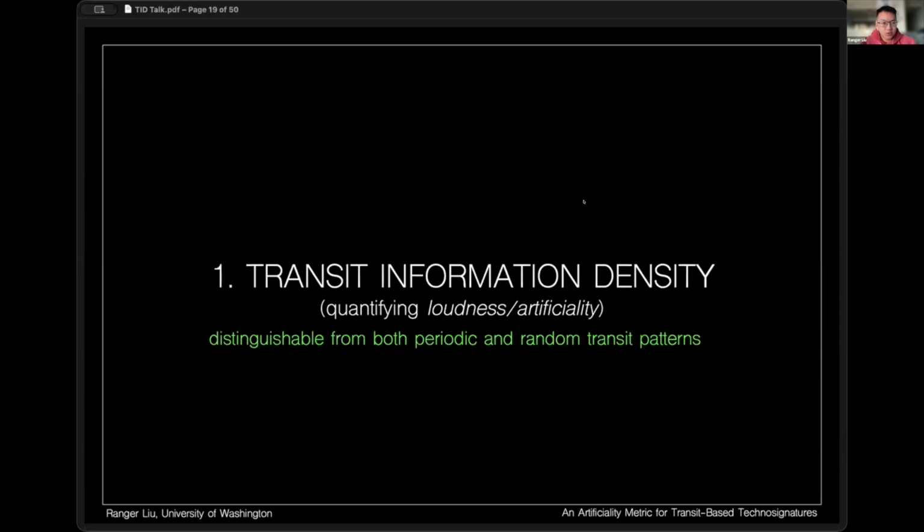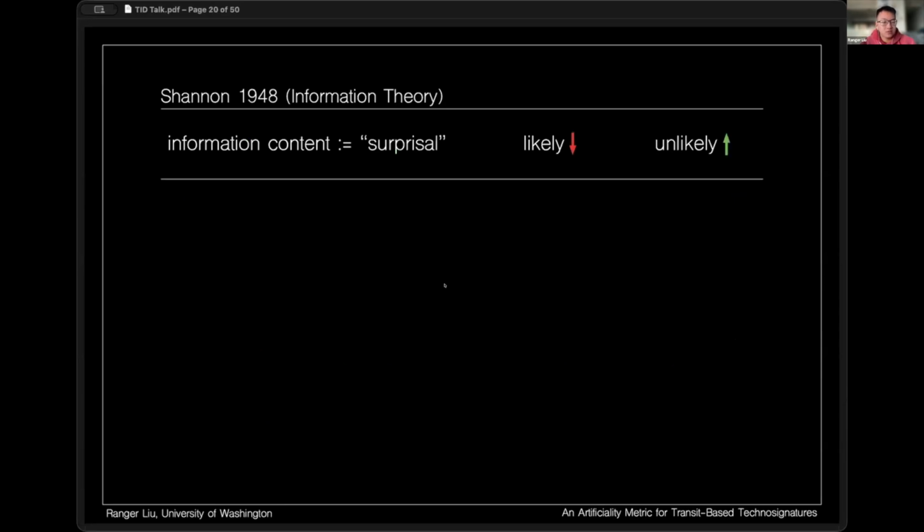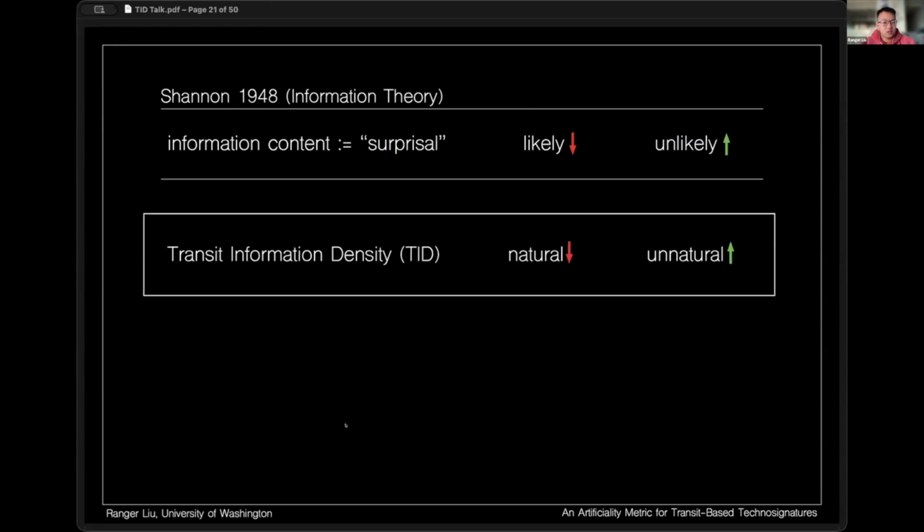To build this metric, we're going to borrow from information theory, borrowing the definition of information content or surprisal, in which a message that is composed of likely events has a low information content because it's not surprising, and one that is composed of unlikely events has high content because it is very surprising. So we extrapolate this into the realm of transits to define transit information density, or TID, such that the more natural a transit pattern is, the lower its TID, and the more unnatural its pattern, the higher its TID.